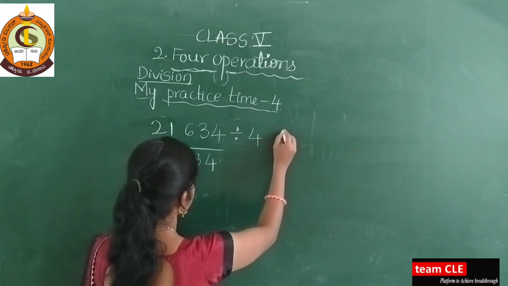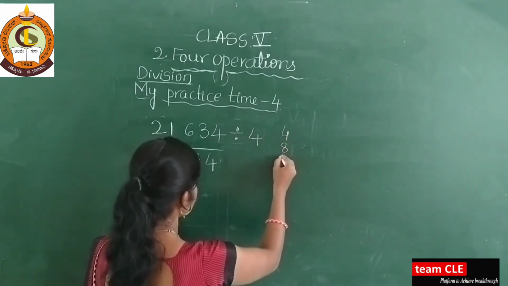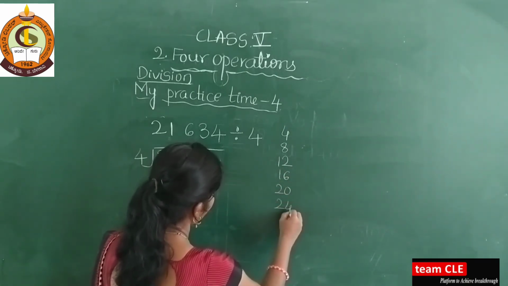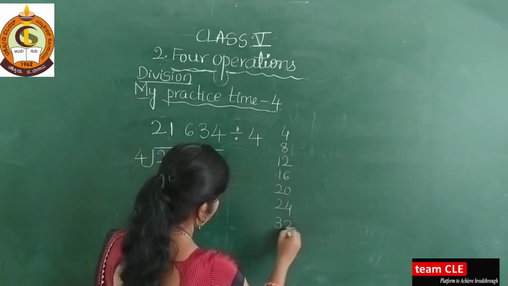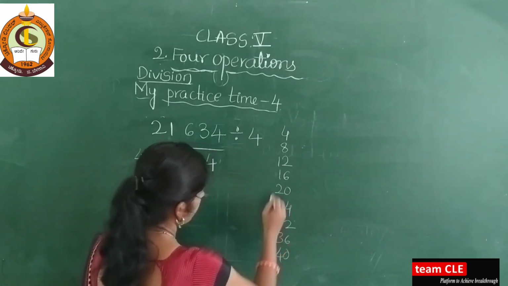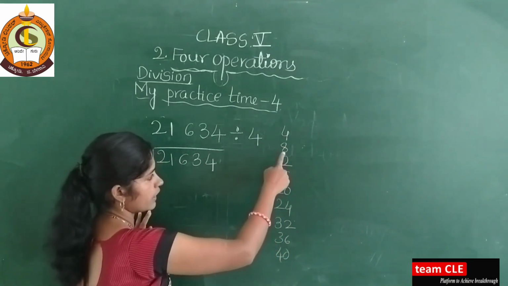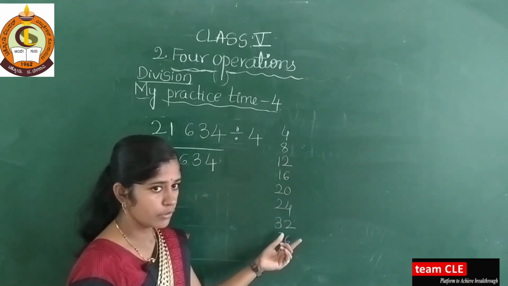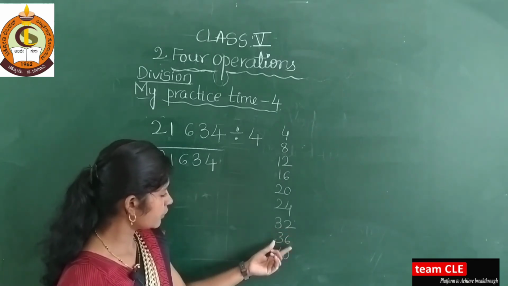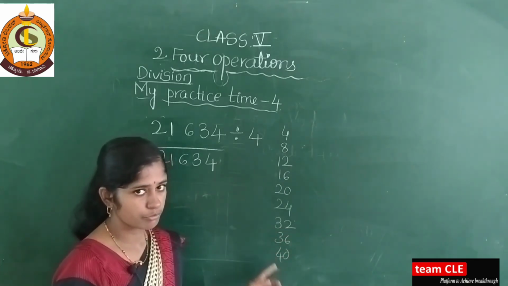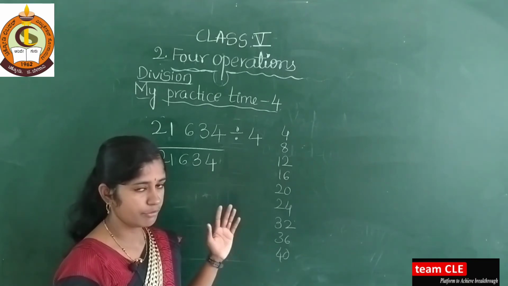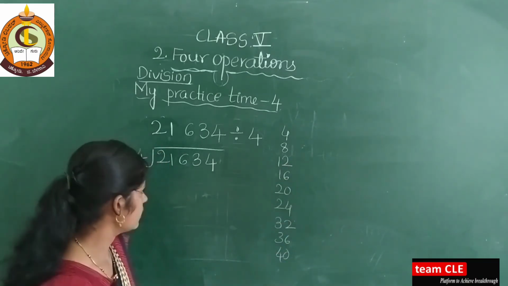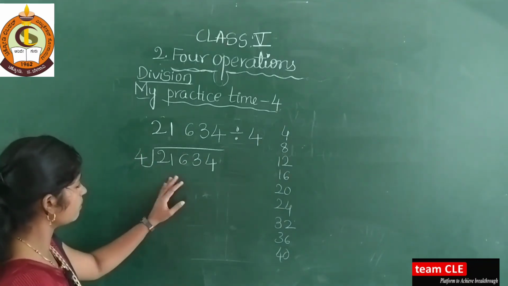Write here the 4 table: 4 1 is 4, 4 2 is 8, 4 3 is 12, 4 4 is 16, 4 5 is 20, 4 6 is 24, 4 8 is 32, 4 9 is 36, 4 10 is 40. If you need to get a correct answer, it's better to write the tables on one side. So let us solve this example.